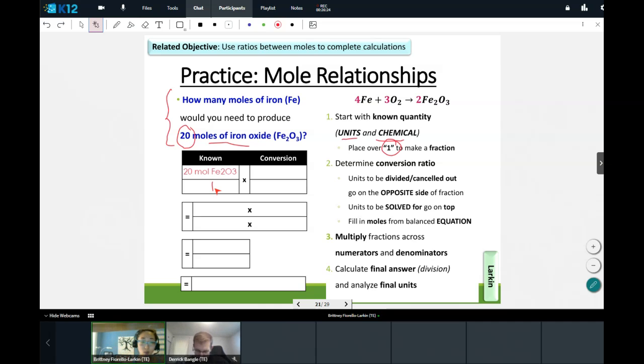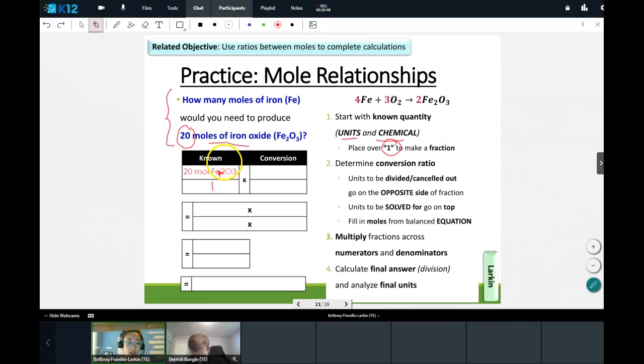Now, we don't want moles of iron oxide. We actually want moles of iron. So I need to use a conversion ratio, which we just talked about. Now to figure out what ratio I need, I look at the units. Starting in my known, I have on top moles of iron oxide. In the next step, to get rid of it, it needs to go on the opposite side.